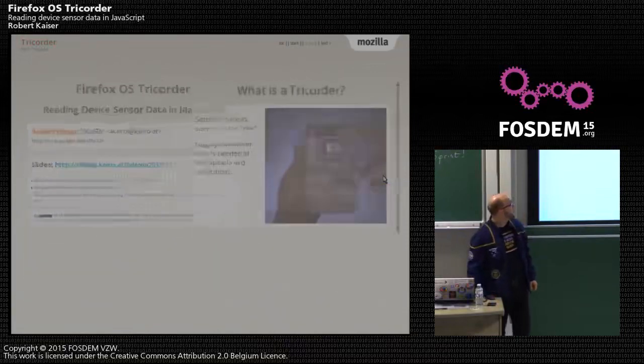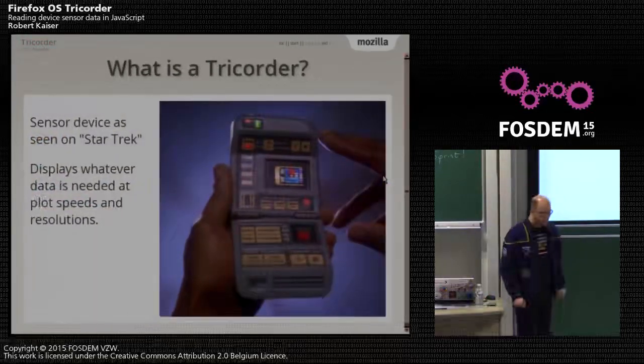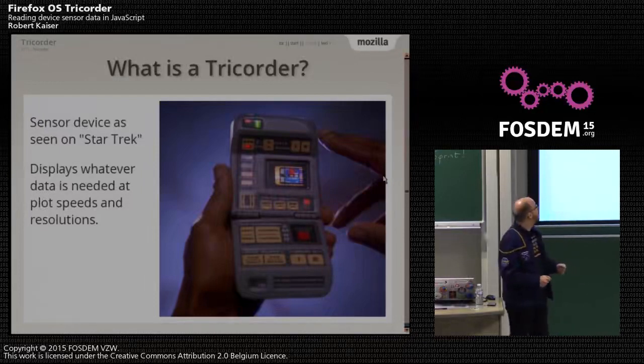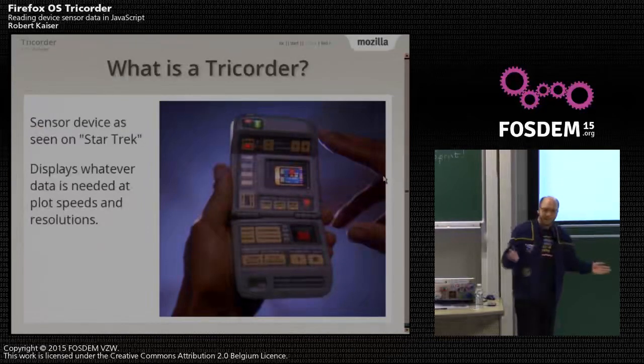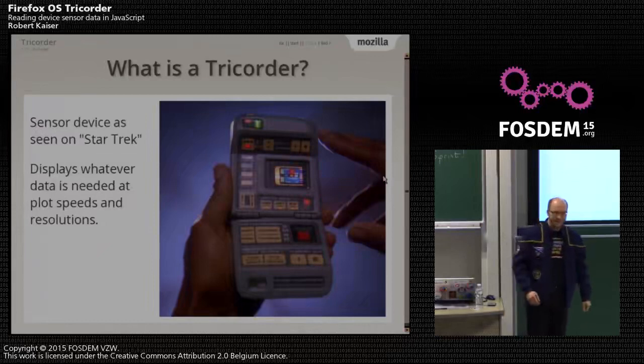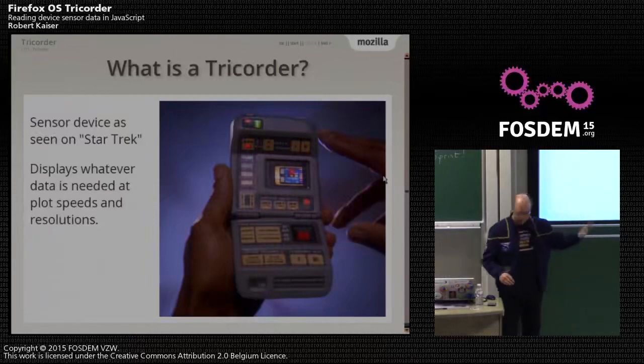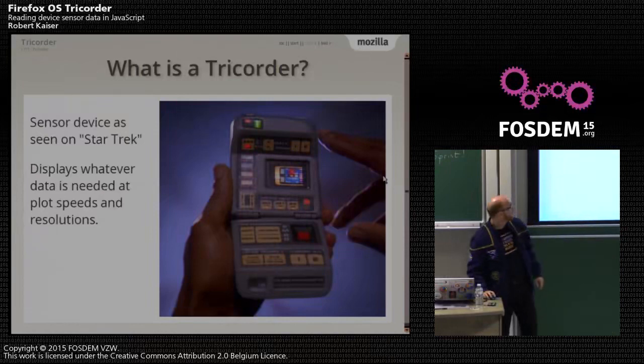I didn't test anywhere else. So first, what is a tricoder? It's a sensor device as seen in Star Trek, and it displays data that is just needed for the story in the script. So it takes them at plot speeds and accuracies and resolutions, just whatever the plot for the story needs. So whatever is seen on screen is usually pretty useless, but it looks fun and nice.